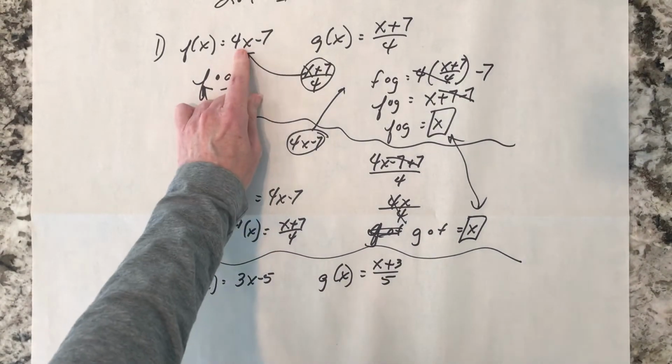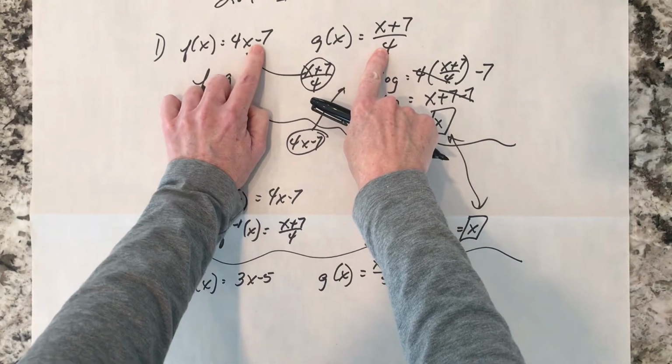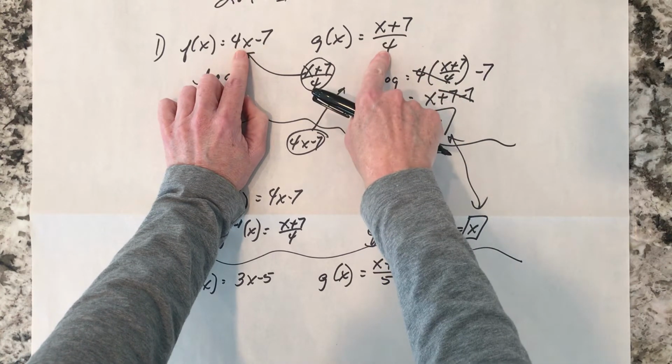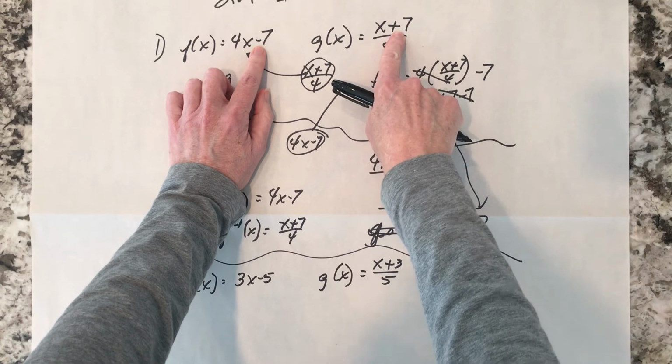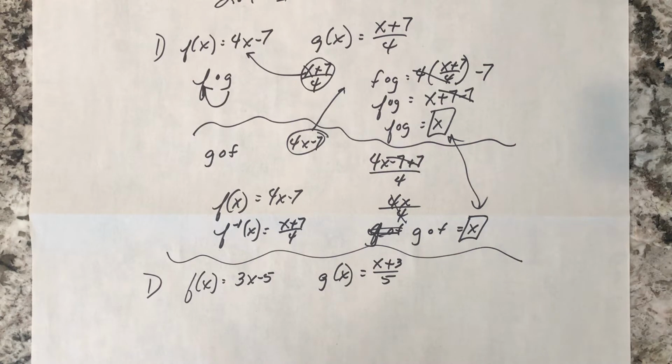You can see that we're multiplying times 4 here and we're dividing by 4. We're subtracting 7 and we're adding 7. So this is the inverse operation happening on x and the inverse operation happening to the tail, to the constant. So that's a pretty decent indicator that we're looking at inverses there.